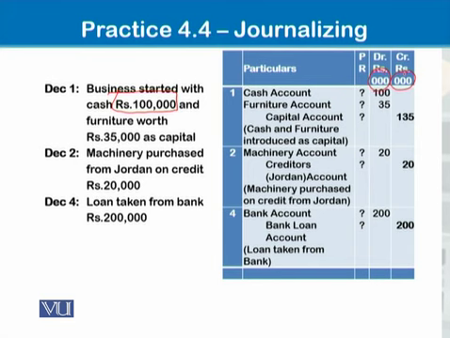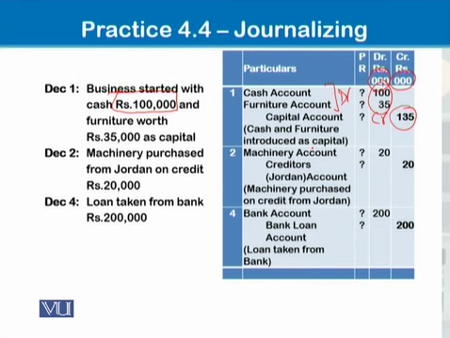Well, so business started with 100,000 cash and furniture 35,000 as capital. So total capital would be 135,000, against which we received cash 100 and furniture as a resource in the business 35,000. So 100,000 and 35,000 is our debit, and 135 is in our credit. So sum of debit is equal to sum of credit, and cash and furniture introduced as capital.